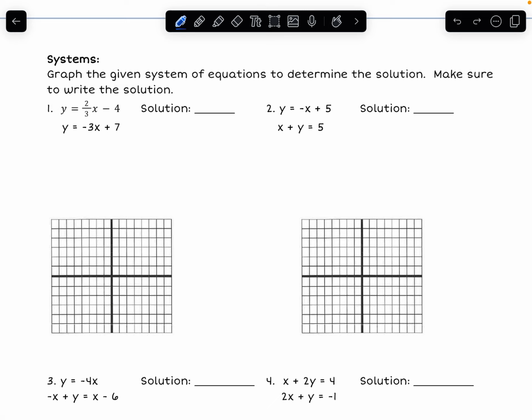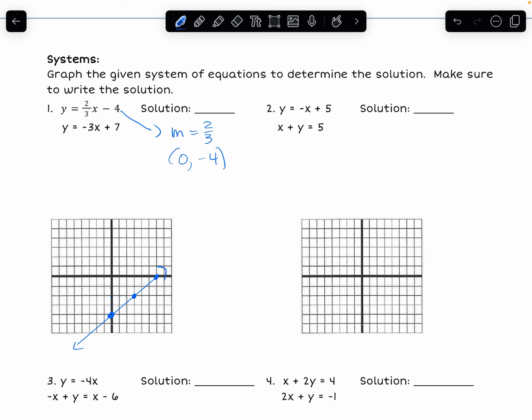Okay, so the homework for graphing systems of equations. If I look at this first one, I have a slope of 2/3 and a y-intercept of -4. So I'm going to come down here, 1, 2, 3, 4, and plot my point. Then I go up 2 over 3, up 2 over 3, and I am going to plot that.